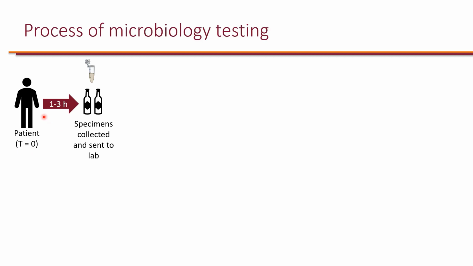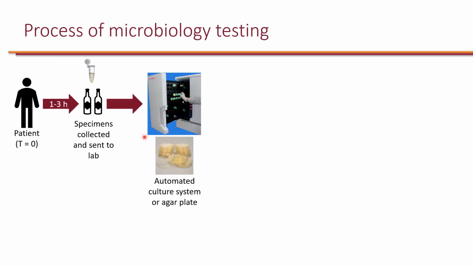Typically it will take anywhere between 1 to 3 hours for clinicians to examine the patient and, if necessary, collect specimens. These specimens will be from the site of infection. For example, it could be blood or urine or any other specimen. Then the specimen will be sent to the microbiology lab for testing. What happens at the lab is that you typically have to incubate these specimens in order for bacteria to grow before we can detect anything.